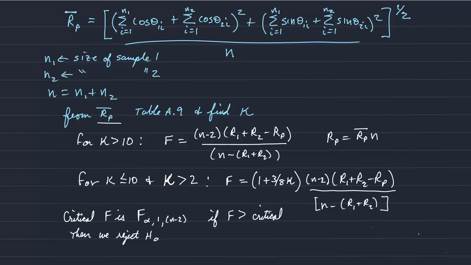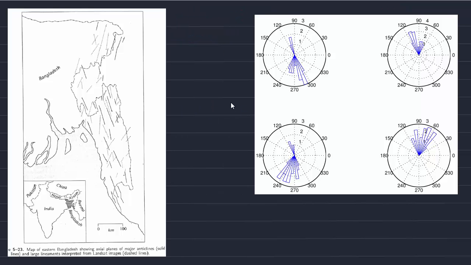So let's go back and look at Davis's example. Here I've plotted polar histograms for the anticlines and the lineaments. The first set of plots has all the original data, so this has the 180-degree ambiguity in it.